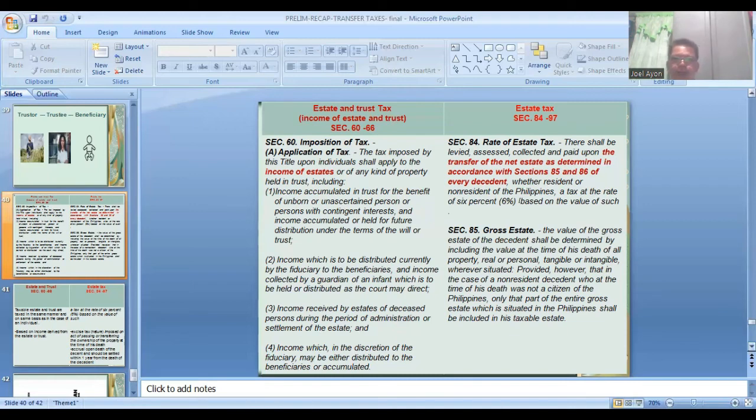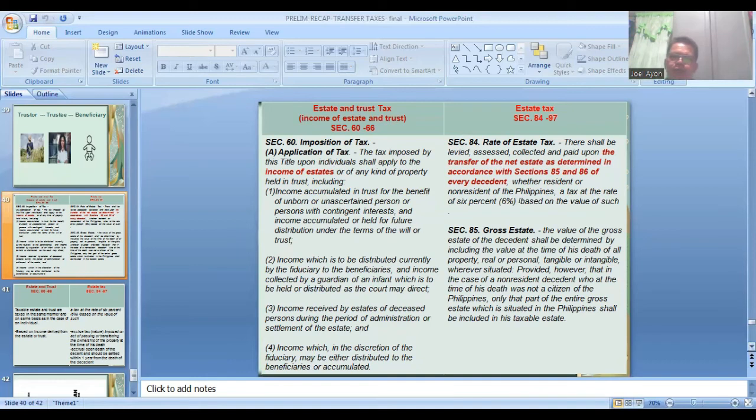However, in estate tax under section 84, rate of estate tax, there shall be levied, assessed, collected, and paid upon the transfer of the net estate as determined in accordance with sections 85 and 86 of every decedent, whether resident or non-resident of the Philippines, a tax at the rate of 6%. Again, 6% flat rate for the estate tax and also for the donor's tax, so they are the same. So the tax rate is 6% of the net estate of the decedent based on the value of such.